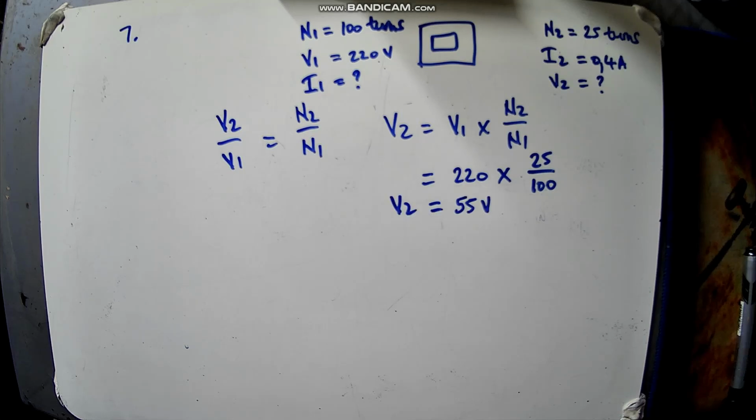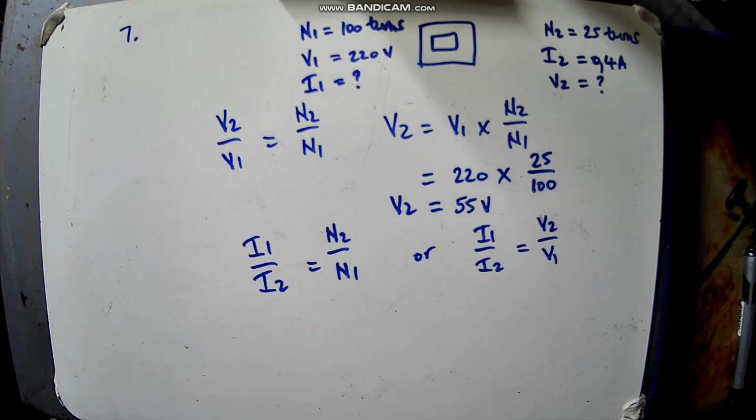Notice that this transformer is a step down transformer because we have 100 turns as N1 and 25 turns as N2. So we're stepping down the voltage. So ask yourself the question, did the voltage step down? Do note that V1 is 220 and V2 is 55. Notice that the voltage did come down. The next question, they want us to find the primary current.